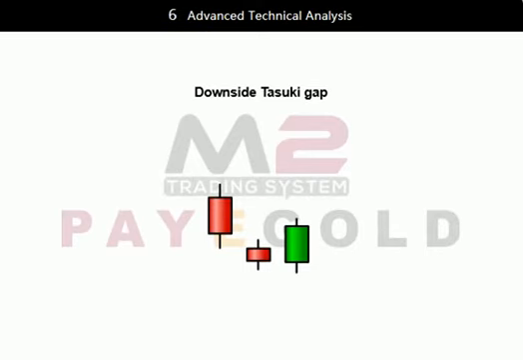Downside Tsuki Gap, a 3-candlestick reversal pattern indicating a bullish outlook. The first candlestick is negative and confirms the general trend. On the second day, the candlestick opens downwards with the price gap and closes negative. On the third day, the candlestick is positive with a closing price that is higher than the opening price of the second candlestick.